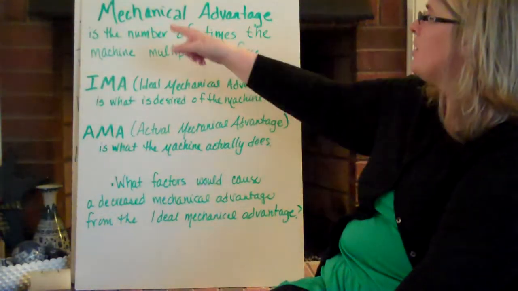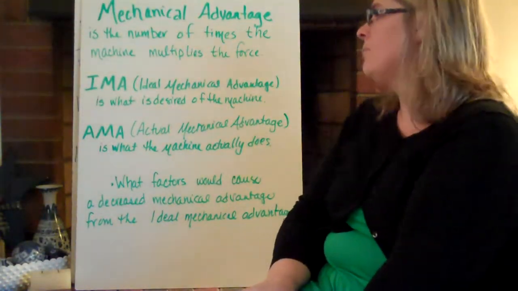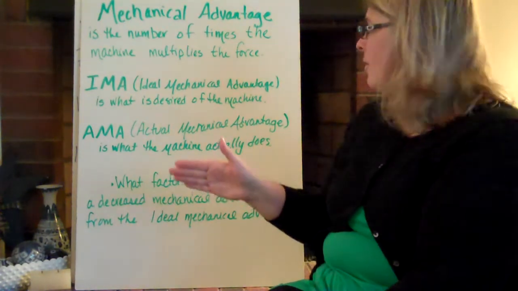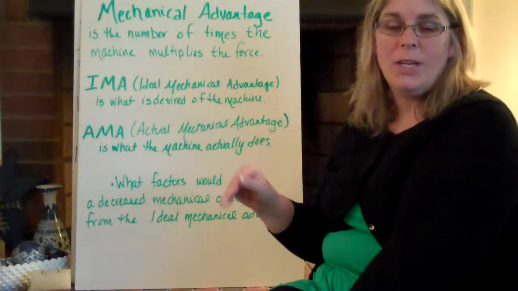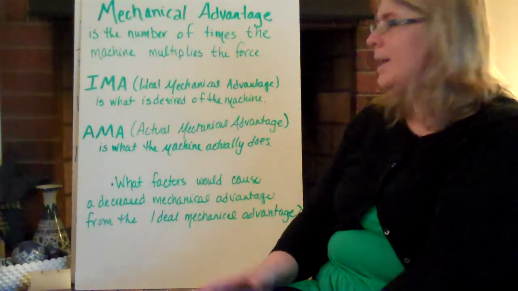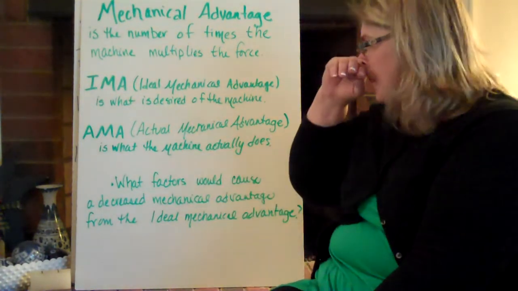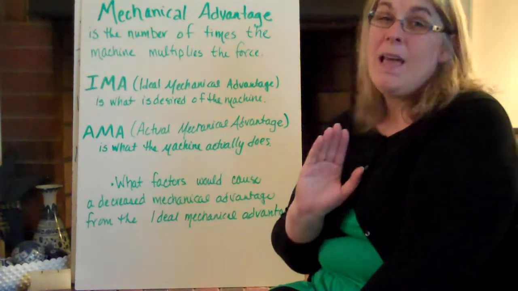Now, mechanical advantage is the number of times that the machine multiplies the force. The ideal mechanical advantage is what is desired of the machine, the very best it could possibly do. But most of the time we deal with the actual mechanical advantage, which is what the machine is actually doing.